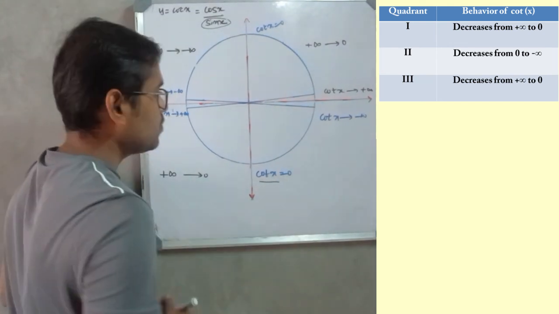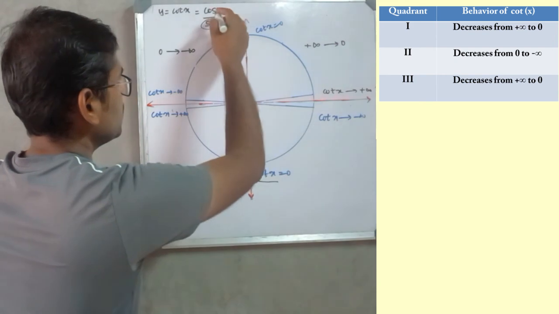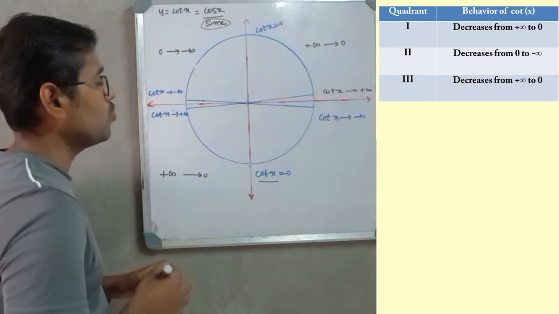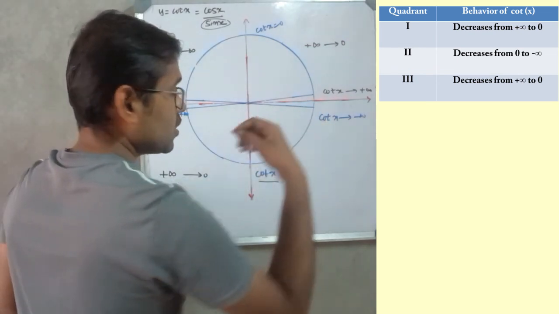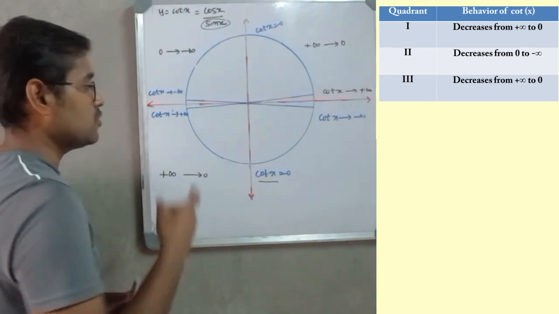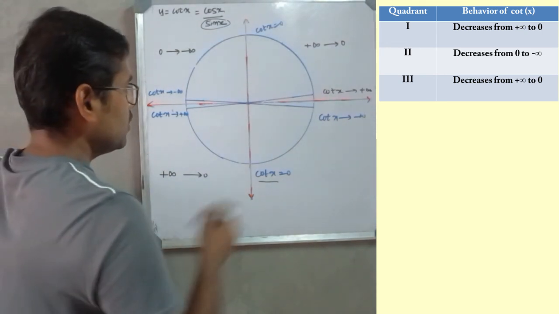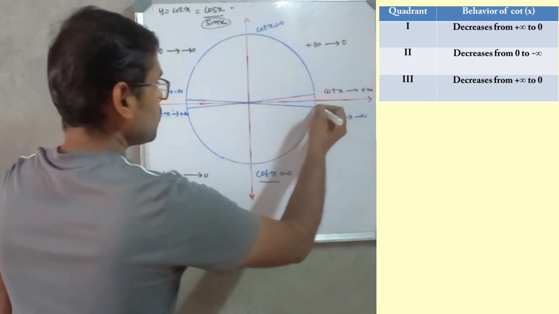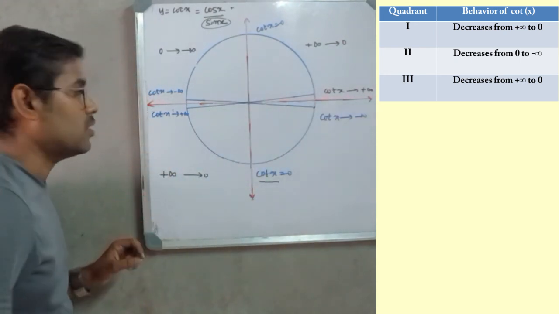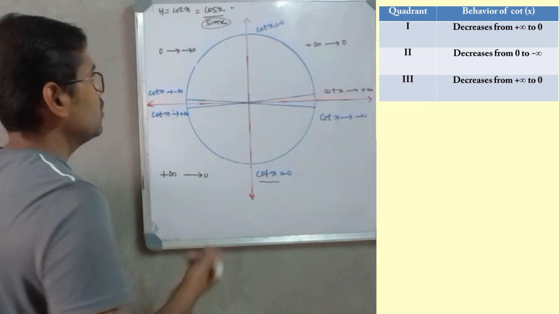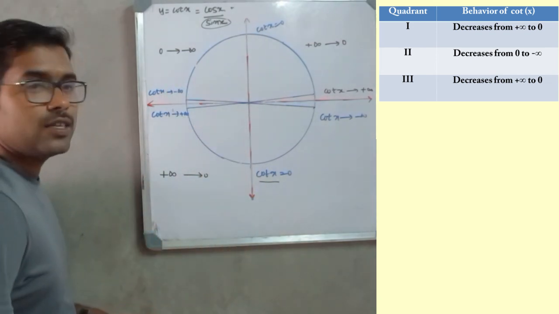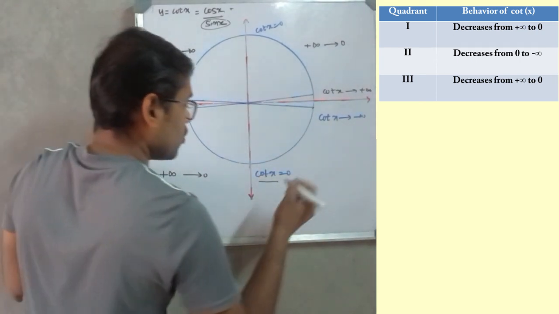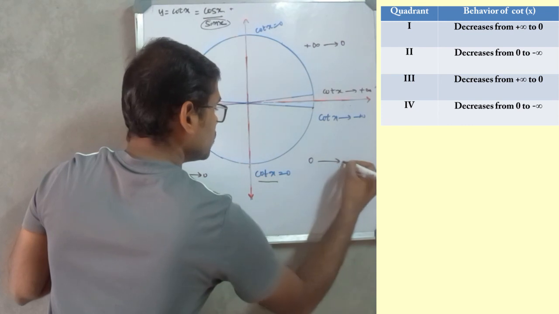And in the fourth quadrant, cot 3 pi by 2 is 0 and cot 2 pi, again, if you see here, cos 2 pi is 1 and sin 2 pi is 0, so again it is not defined at x is equal to 2 pi. So we'll check the value of cot x for the angle x which is very closer to 2 pi but not equal to 2 pi. And in the fourth quadrant we know that cos x is positive and sin x is negative, and near this point the value of sin x will be a very small negative number. So overall the value of cot x will be a very large negative number, and I will say cot x approaches negative infinity here. So the behavior of cot x in the fourth quadrant is it decreases from 0 to negative infinity.